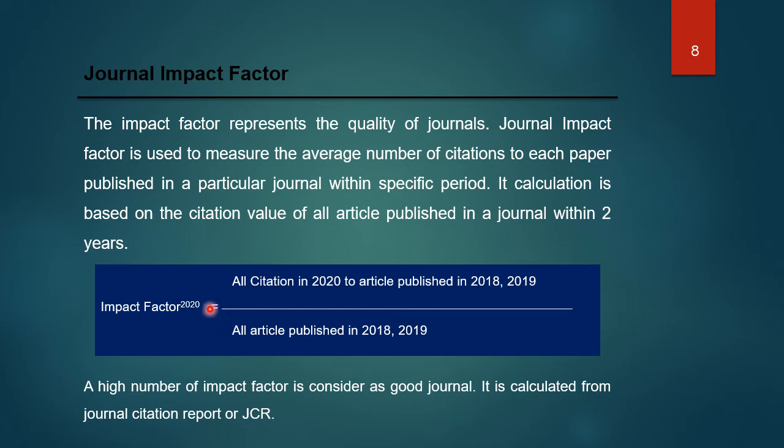All citations in 2020 to articles published in 2018 and 2019 are divided by all the articles published in 2018 and 2019. This gives you the impact factor for a particular journal for 2020. A high impact factor is considered a sign of a good journal, and it is calculated from the JCR report, the Journal Citation Reports.